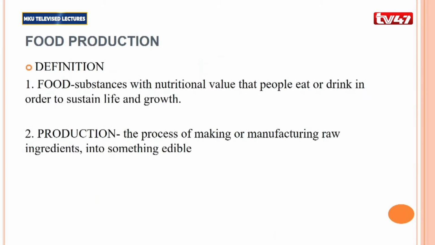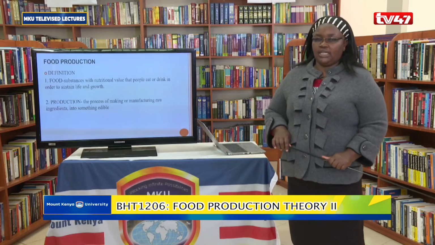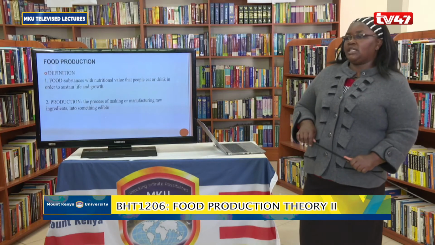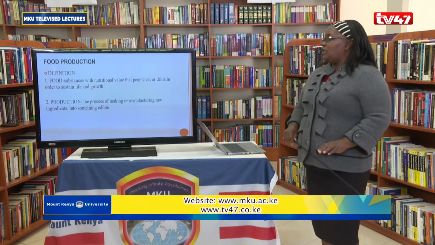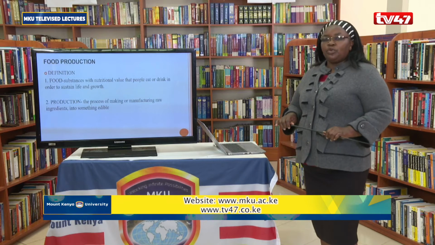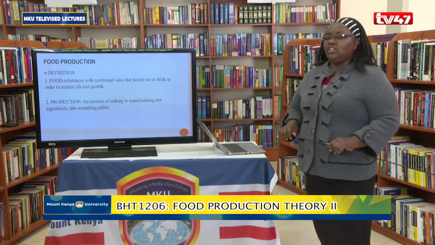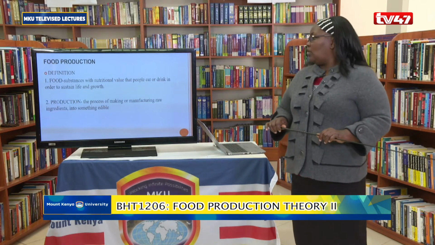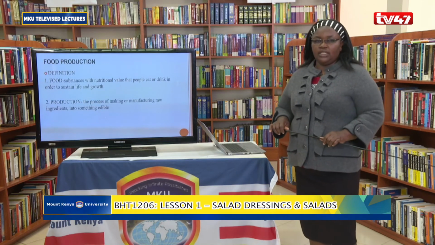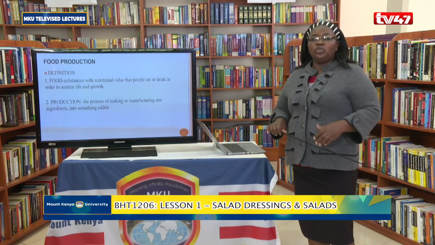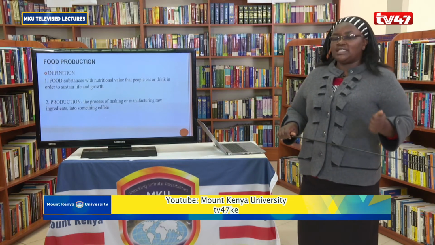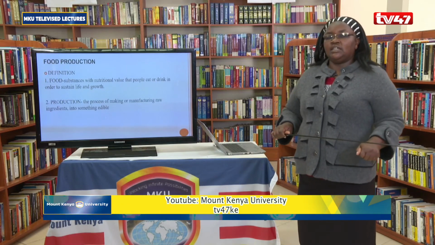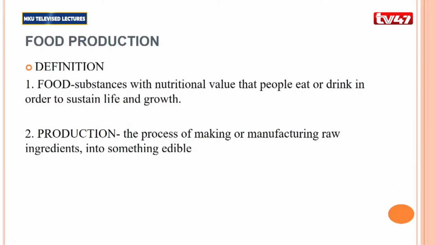So we move on, and I want to define the two words, food and production, so that we are able to understand, especially when we talk about food, what are we talking about? We are looking at a substance with a nutritional value that people eat or drink in order to sustain life or for growth. You want to sustain your life, or you want to grow. That is why we eat, and that is why we usually drink. So food is that substance that we usually eat so that we can grow, and also we can live.